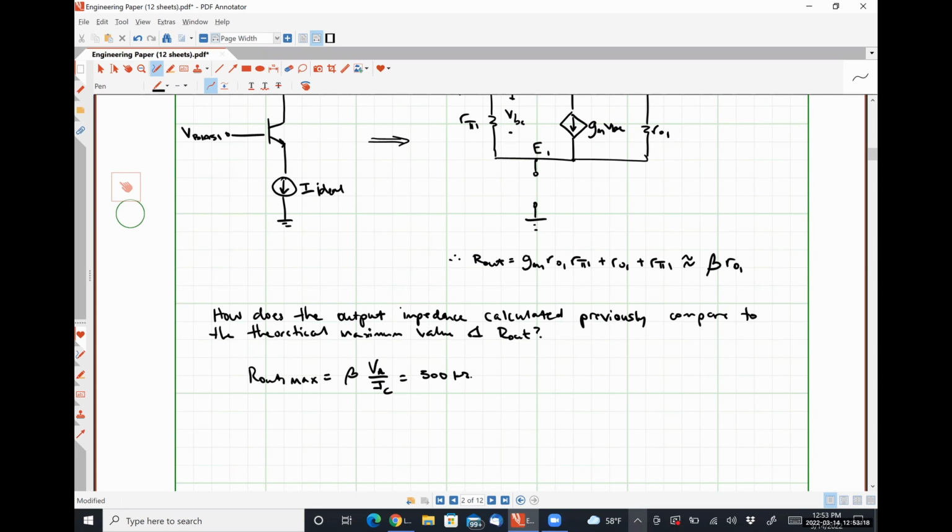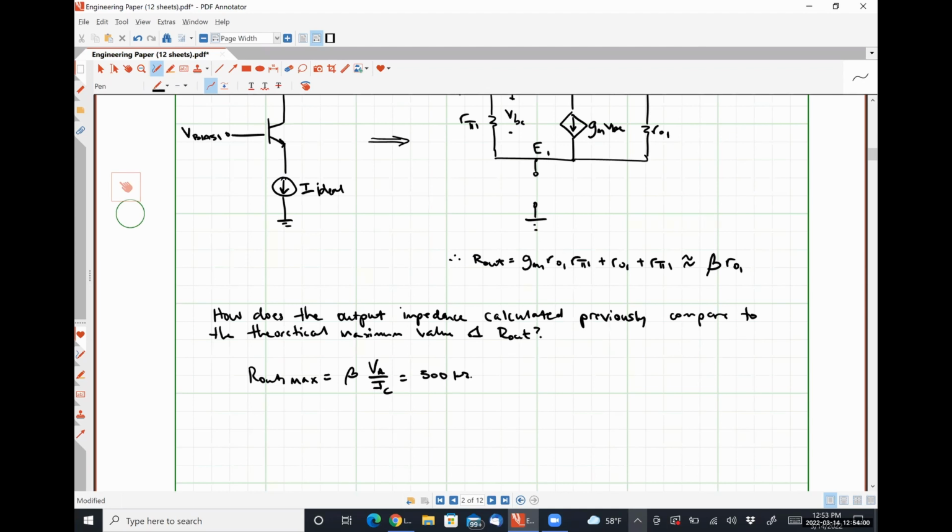When we had degenerated by a 100 ohm resistance, our output resistance was in the ballpark of 25 kilo ohms, right? So 25 kilo ohms would be about 1/20th of this. So somewhere close to 5%. So better, but still not particularly close to its max. Now, when we had done a cascode configuration with VA equal to 5 volts, we got 328 kilo ohms, which is about 66, 67%. So significantly better.